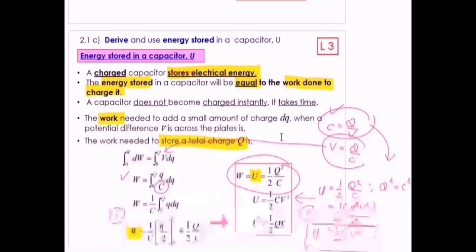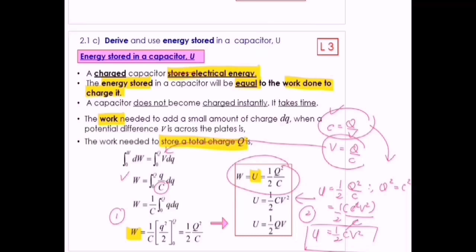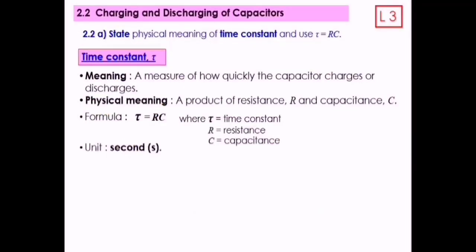So next we will go to 2.2, which is charging and discharging of capacitors. Since we already know a capacitor can store electric charge, there will be a process where we charge, that means we provide the charges and the capacitor stores the electric charge. And there will also be a process where we discharge, where the charges are removed from the capacitor. So that is charging and discharging of capacitors.